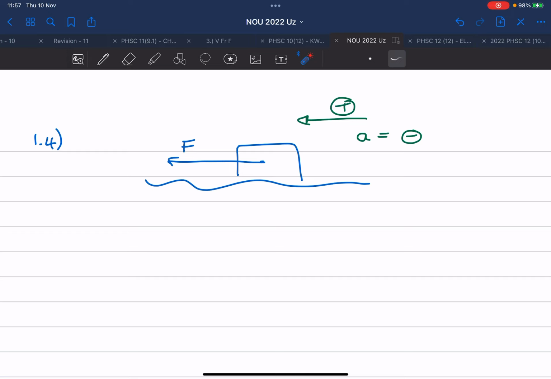No, but in 1.4 didn't they give all the answers? No, it was... 1.4's correct answer is B. Yes, I could just have said it's B. So 1.4, the correct answer must be B, it's not C, B. Is it? Yeah, because it's moving at a constant velocity. Only if you drop something from it, it will be in free fall. Can you go back?